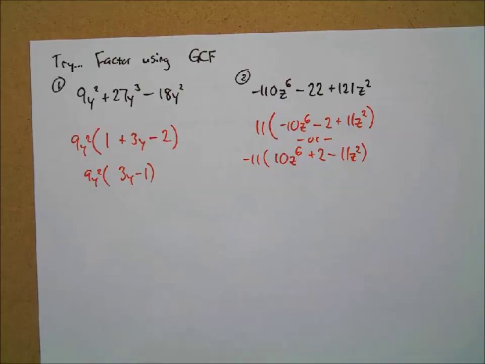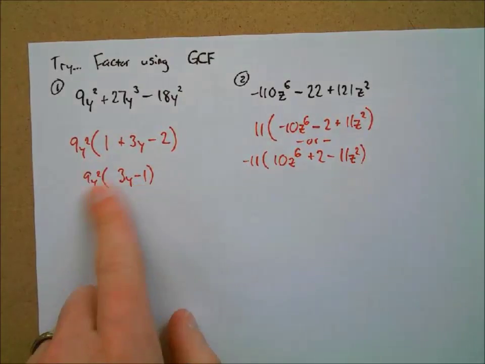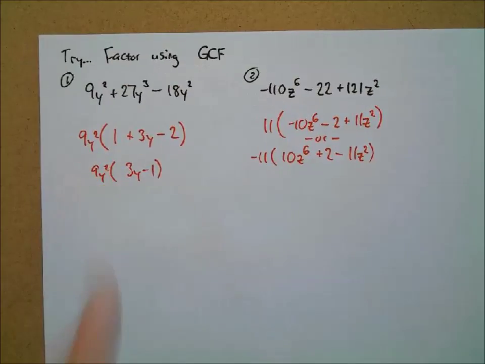Okay, same idea here. Technically, we could have factored a negative out as well. Factored out negative 9 y squared and then gone from there. Okay, there's a pass there for you too, Preston.